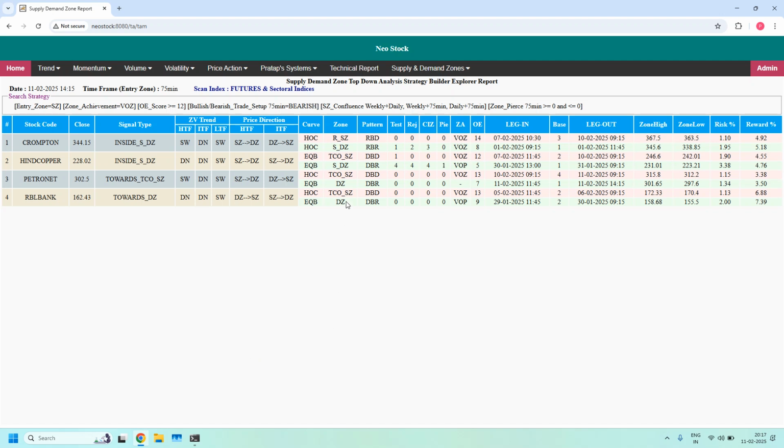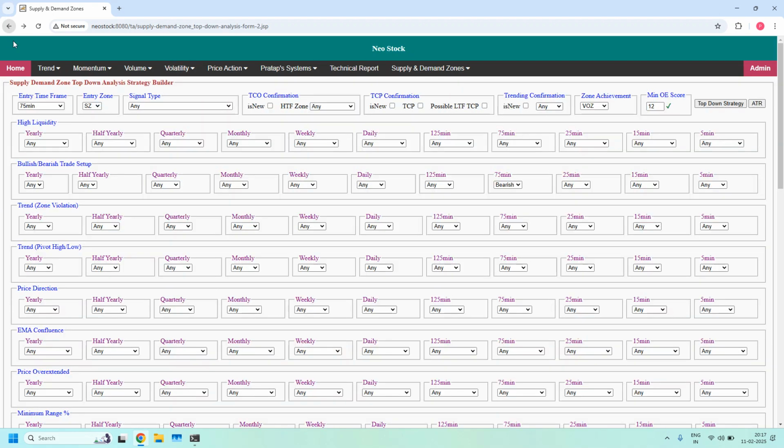So in these 4 stocks, these 75 minute supply zones are overlapped with daily supply zone. Both together again overlapped with weekly supply zone. And weekly trend is down in only 2 stocks. In these 2 stocks, if a weekly EMA confluence is there, then those stocks could be even more high probability to get the success. Let's verify.